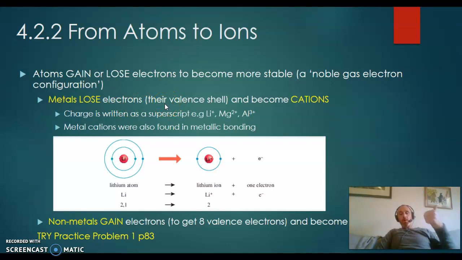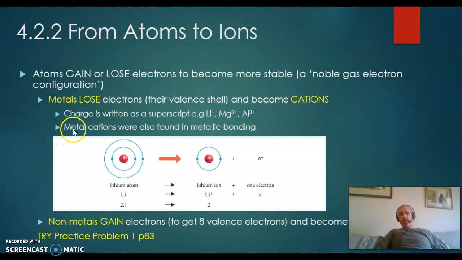They're going to have 1, 2 or 3 electrons in their valence shell, and they will lose them. They will become positive, so we call them cations. We write that charge as a superscript, and so lithium, 1 valence electron will become Li+. Magnesium, 2 valence electrons will become Mg2+. Aluminium, 3 valence electrons will lose all of those 3 valence electrons and become Al3+. And you write the number and then the charge.